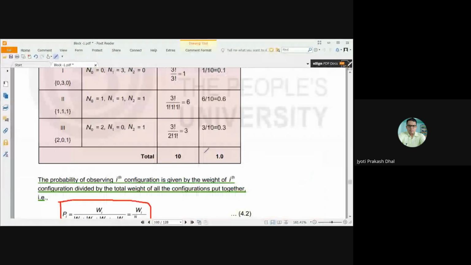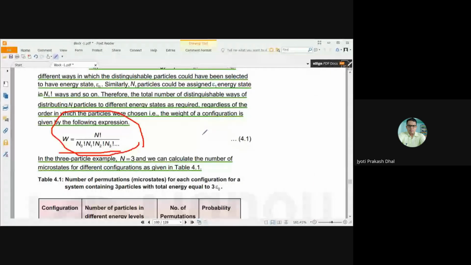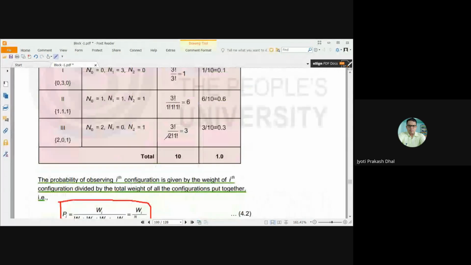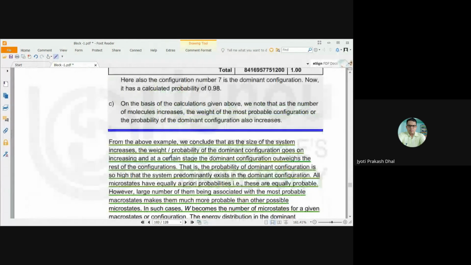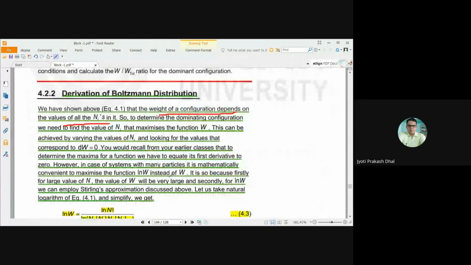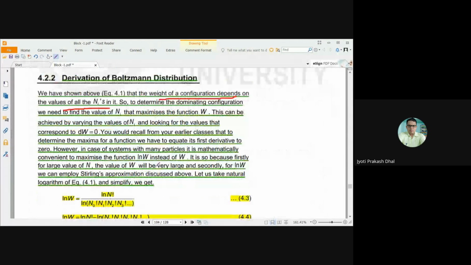The weight is W equal to n factorial divided by n0 factorial into n1 factorial into n2 factorial into n3 factorial and so on. That means the weight of the configuration depends upon the ni values. So to determine the dominating configuration, we need to find the values of ni that maximize the function W. This can be achieved by varying the values of ni.